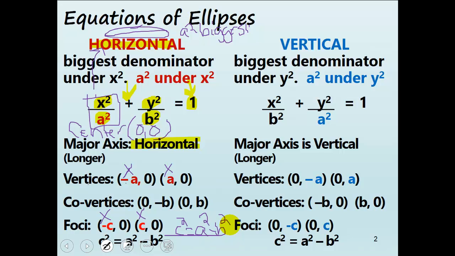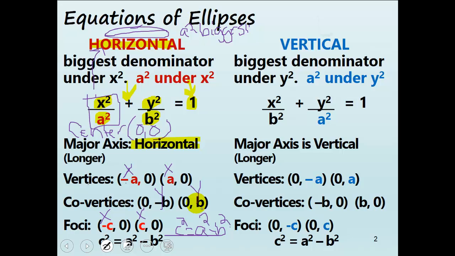Now the co-vertices, these are always on the minor axis. I don't have the minor one listed, but it's the shorter of the two. Minor, shorter, major, longer, okay? And notice where b is. B is placed under the y squared. B squared is under y squared, okay? So what that means is that my co-vertices are going to be in the y spot, okay?